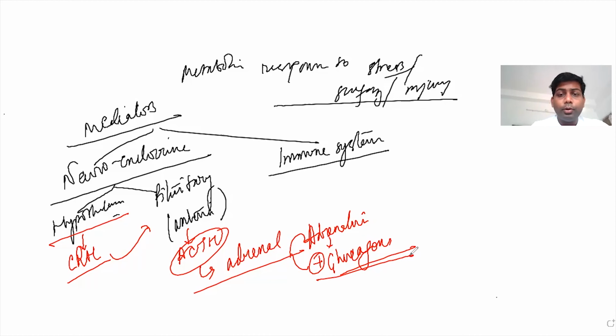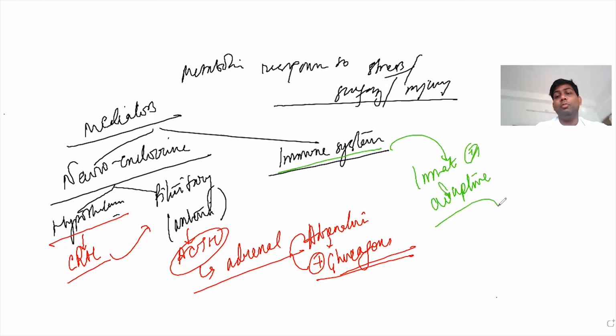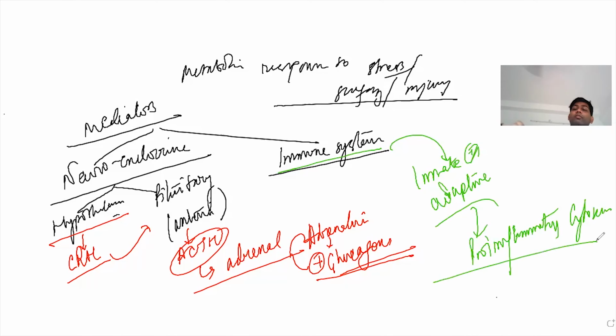There are a few other mediators. We'll talk about them. Both the innate as well as the adaptive immunity will come into action. Now, what is the role of this immune response? They will release the pro-inflammatory cytokines. Now, what are the pro-inflammatory cytokines? Interleukin 1, interleukin 6, and then TNF alpha.